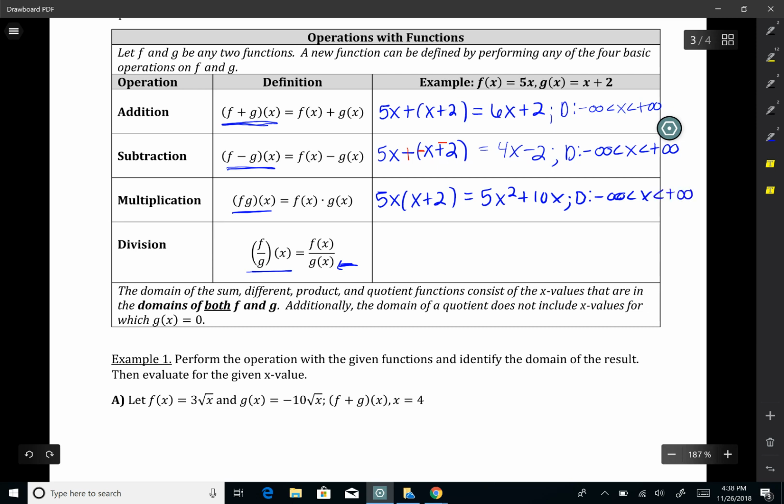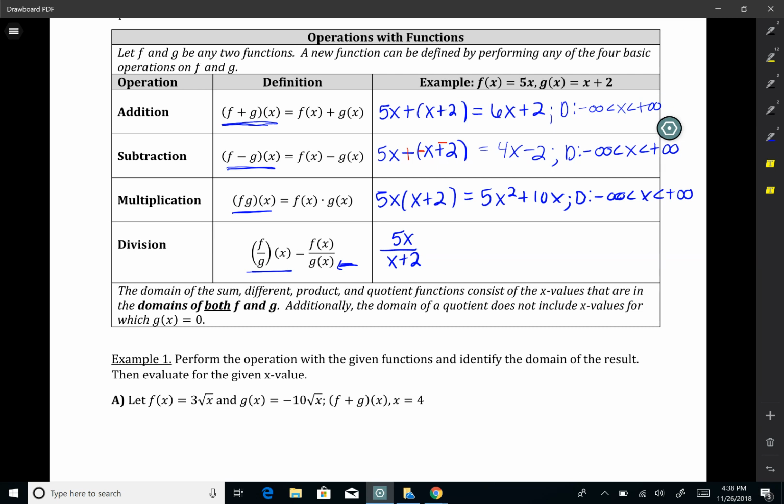And finally, when I divide f of x divided by g of x, I'm literally just making it a fraction with f of x on top. So 5x over x plus 2. Now, you cannot reduce this at all. So that would be my final answer.